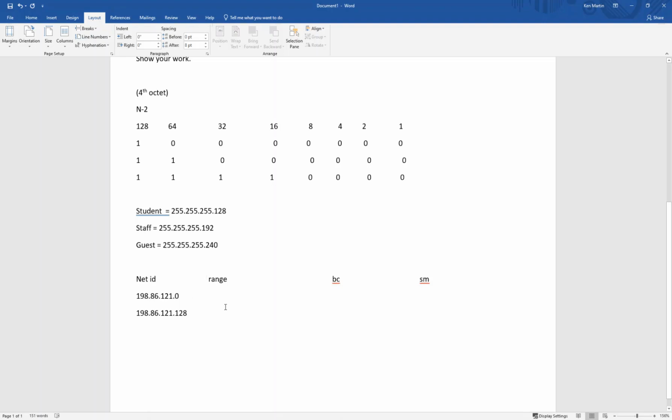So now that I have that, you go back and finish the first network. So the broadcast address is 1 less than your next network ID. So the broadcast address for this first network is 198.86.121, and 1 less than 128 is 127. The range, and to fit it better, I'm just going to do the 3rd and 4th octet. 121 dot, 1 more than the 0, and 1 less than the broadcast. 121.126.